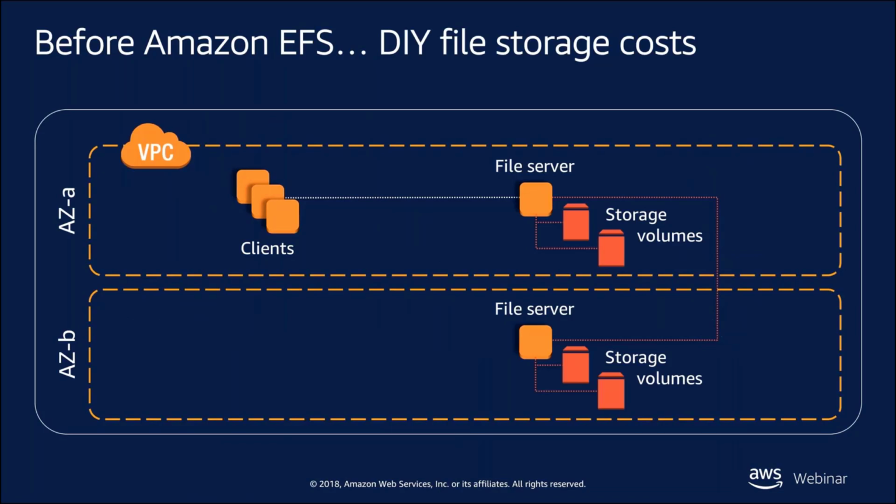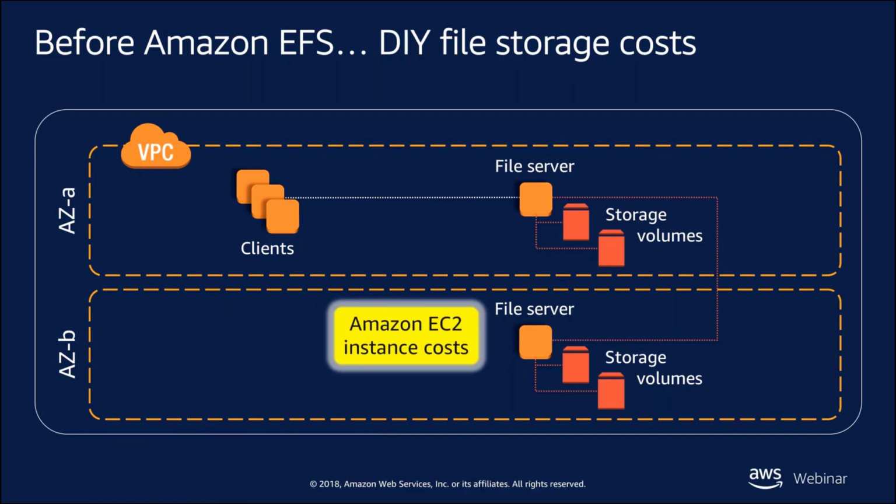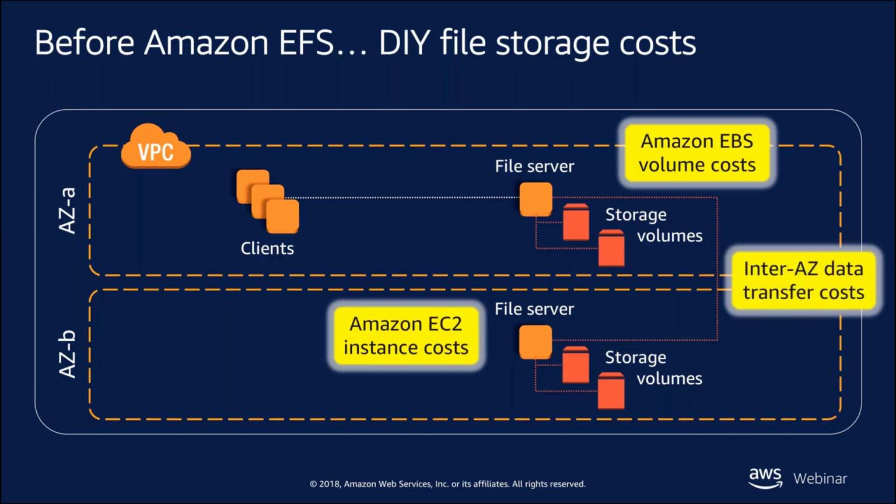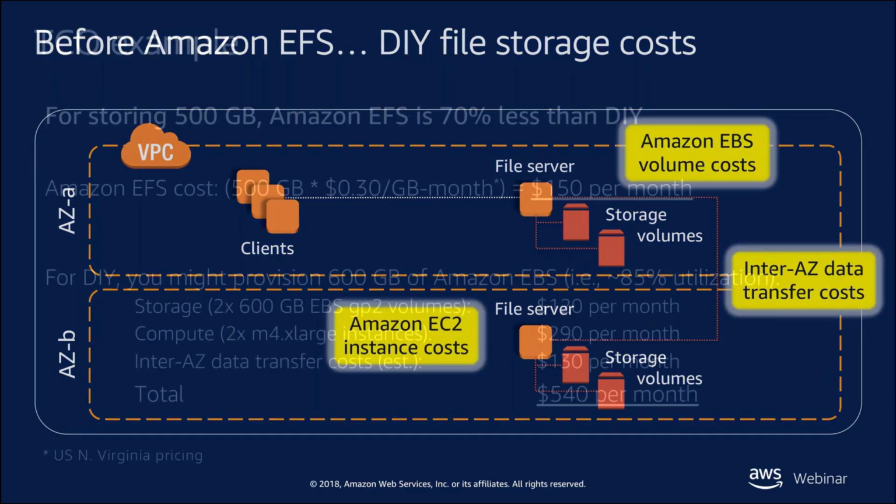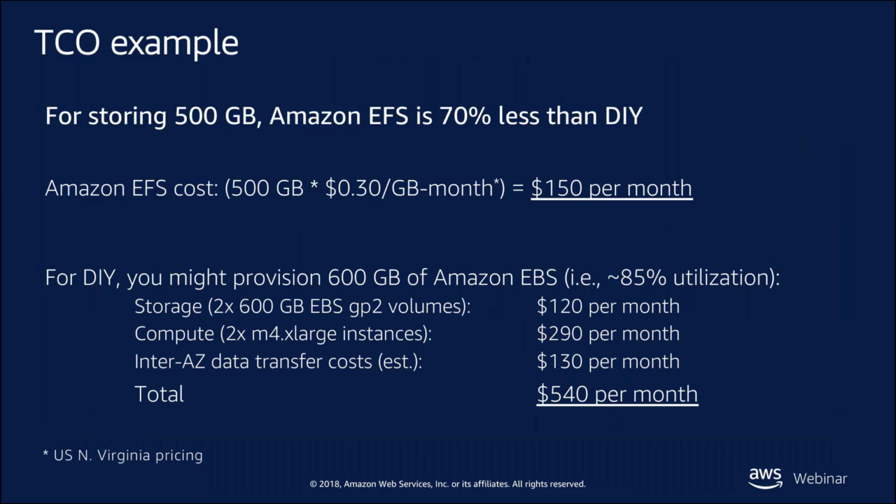So again, if we go back to this slide and look at how customers used to run a shared file system before EFS, we see there's EC2 instance storage costs, EBS volume costs, and inter-AZ data transfer costs associated with this. When you compare that to Amazon EFS, we typically see around 70% savings when running an EFS file system than if you were running it yourself on EC2 and EBS. And these are not the soft costs, so we're not talking about the labor involved and some of the other costs. This is just looking at the resources being used within AWS.